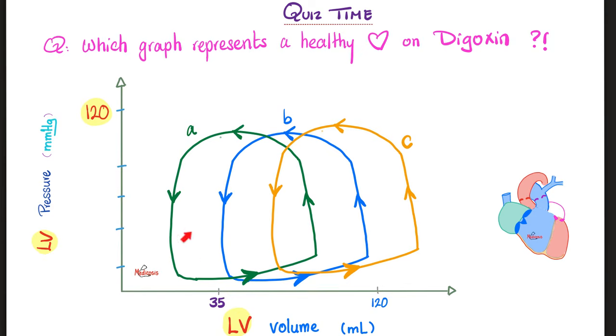Quiz time. You have 3 graphs here. Which one represents a healthy heart receiving digoxin medication? Please pause. Let's try to answer this together. Let me tell you something. You know what the slope of this graph is?